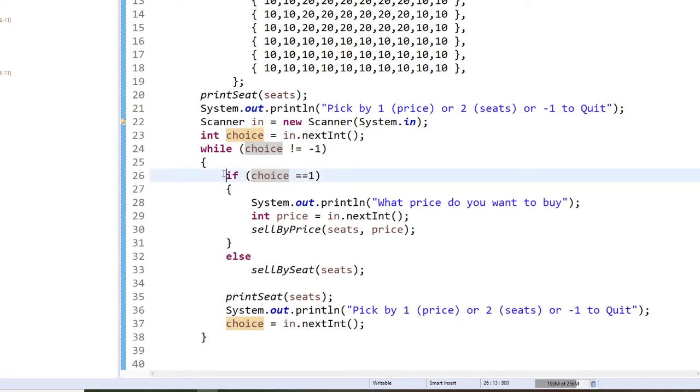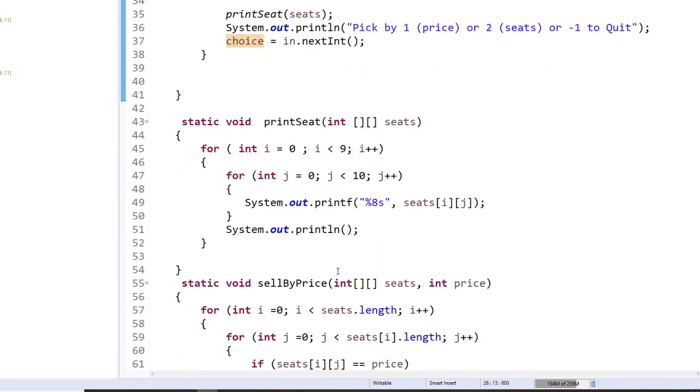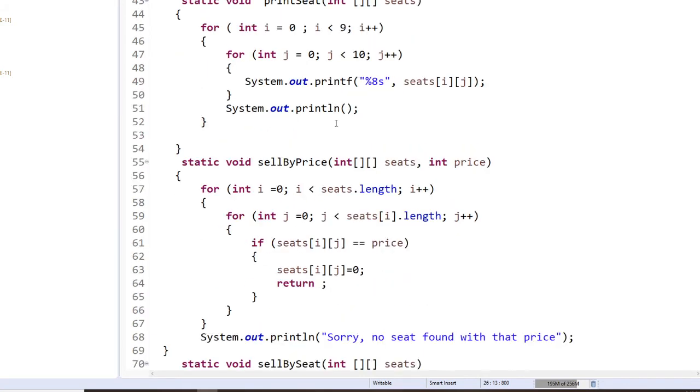So easy, we ask you one or two. One, you want to purchase by price. Two, you want to purchase by seats. This is the looping structure. Now let me do the by price method. If you want to sell by price, I already passed the price to you.